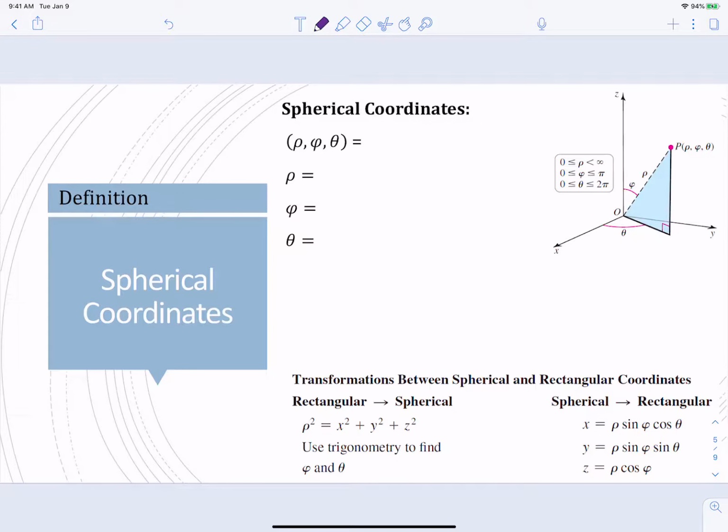All right, maybe we'll split these up here. We'll stop this video right here, and then we'll do a second one for spherical coordinates.